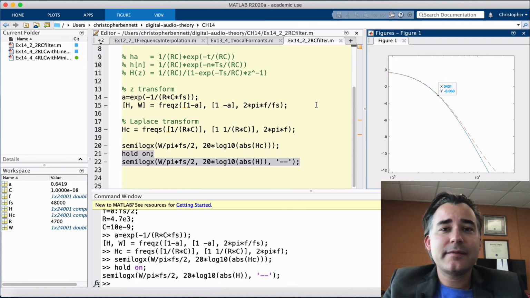In the next programming example, we'll use the frequency sampling method to model an RLC circuit with both linear and minimum phase.